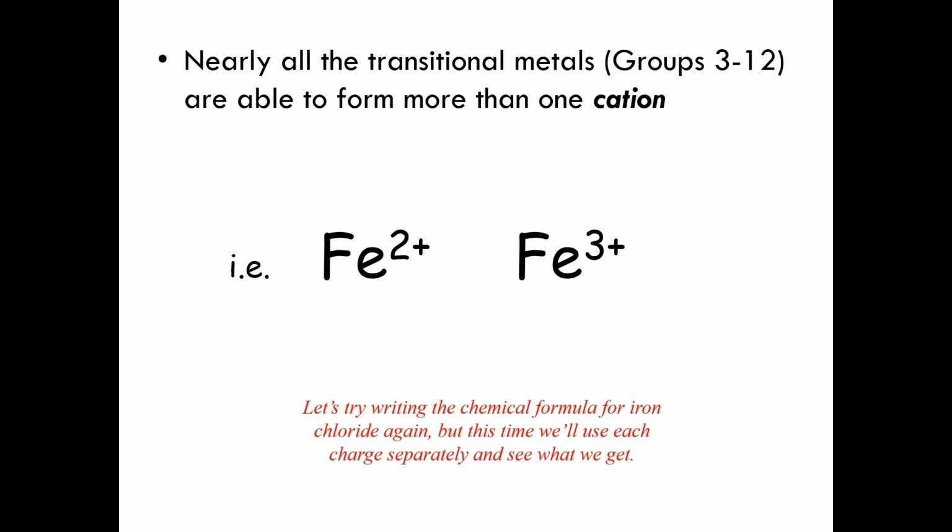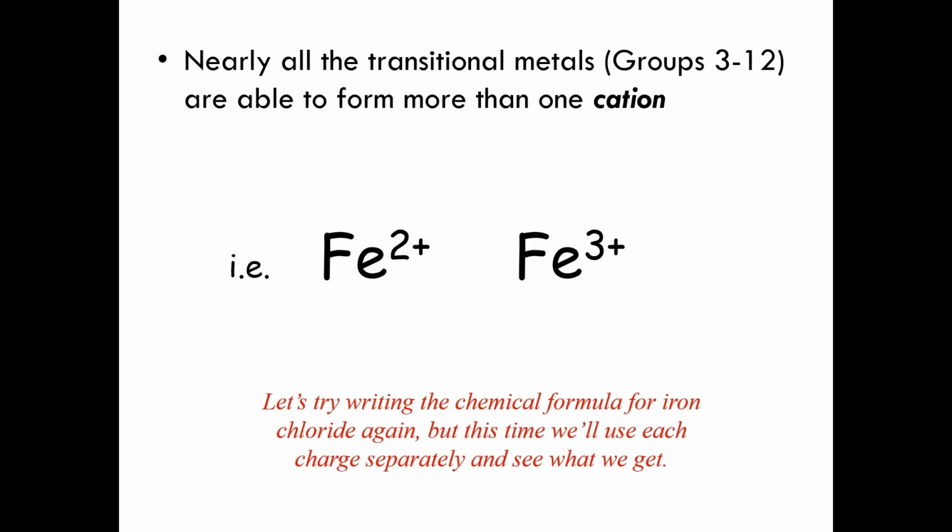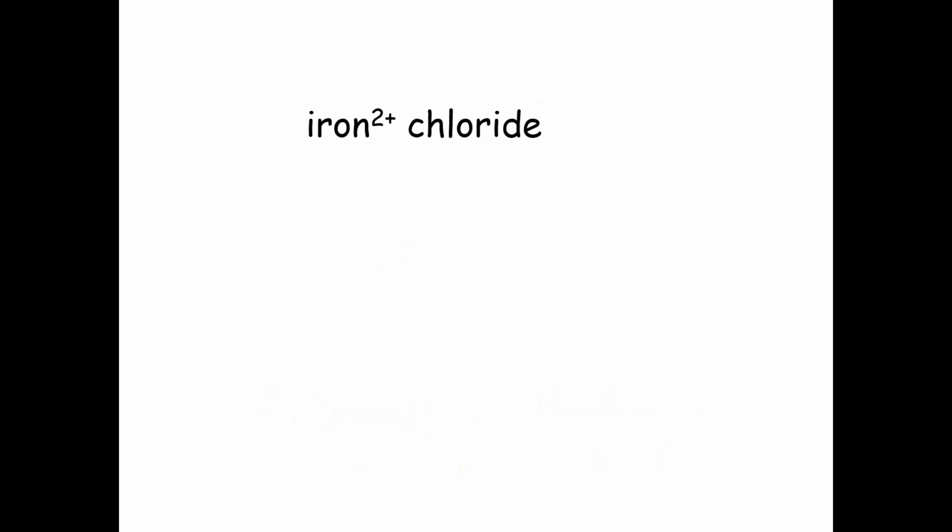And so, let's try writing out the chemical formula for iron chloride again, but this time we'll use each charge separately and see what we get. Here we have iron 2 chloride. Now, of course, the 2 represents the charge. Now, I included the charge for iron, but I did not include the charge for chlorine. This is because chlorine is a nonmetal, and there are no nonmetals that have more than one charge.